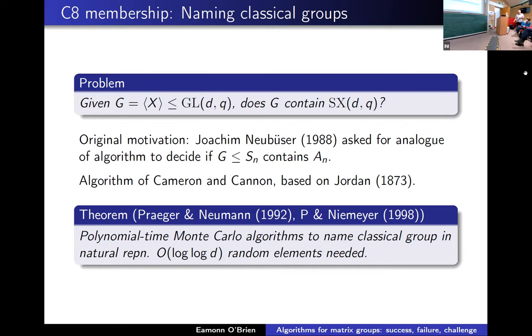But it isn't just the beautiful mathematics, it's also the style in which this work was done, which provided a prototype to be aimed at by others. I don't think very many people have achieved that in terms of the quality of the analysis, but it's had huge impact, at least. Okay, so that's C8 membership, and you get beautiful algorithms coming out to decide membership.